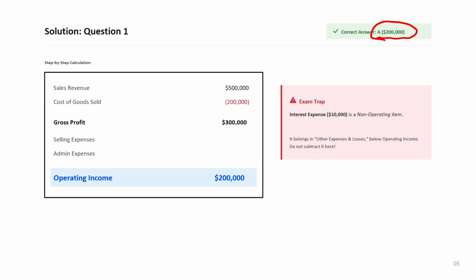And how did we find the 200,000 then? In the question, it gave us the sales revenue amount, 500,000. We deducted cost of goods sold, 200,000. As a result, our gross profit is 300,000. The question told us the selling, general and administrative expenses, which was 100,000. And as a result, our operating income is 200,000.